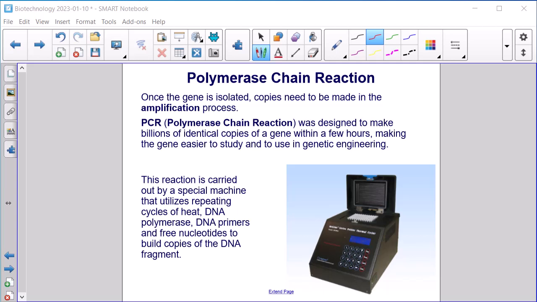Polymerase chain reaction. Once the gene is located, copies need to be made in the amplification process. PCR, polymerase chain reaction, was designed to make billions of identical copies of a gene within a few hours, making the gene easier to study and to use in genetic engineering. This reaction is carried out by a special machine that utilizes repeating cycles of heat, DNA polymerase, DNA primers, and free nucleotides to build copies of the DNA fragment.